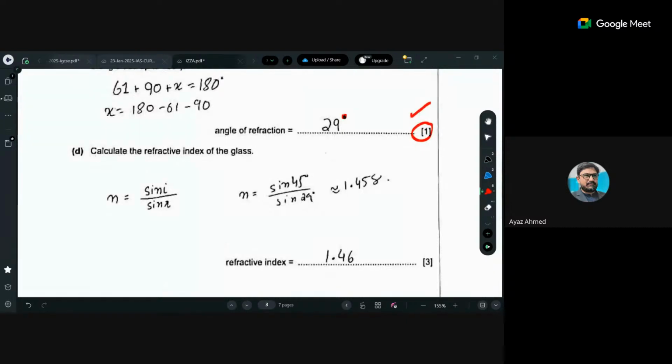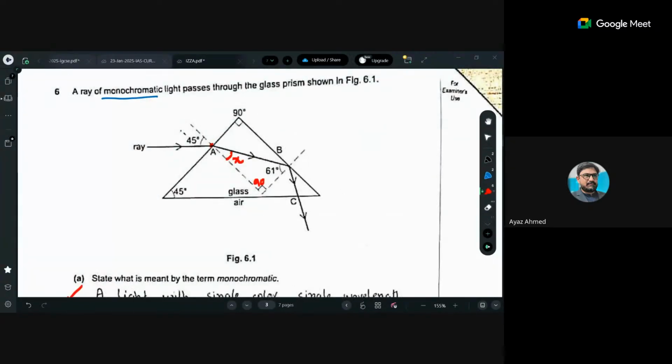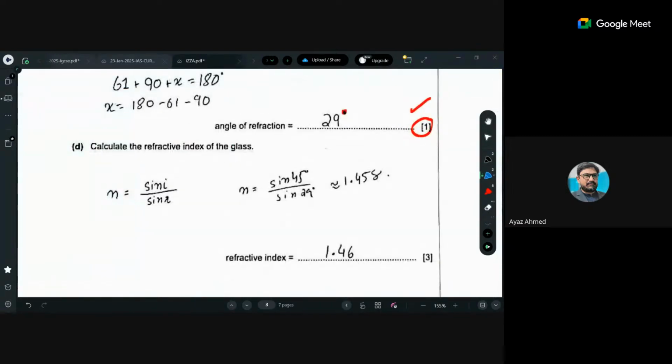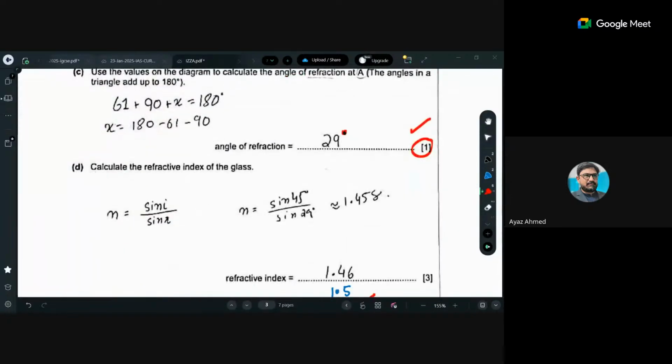Then calculate the refractive index of the glass. For the refractive index of the glass, she used n is equal to sine i by sine r, where n is equal to sine 45 divided by sine 29. Yes, this angle was 29. So that angle is the angle of refraction. So sine 45 divided by sine 29 will give you 1.46. So here you have to make it 1.5. Is this clear to all? So 2 to 3 significant figures are more than enough. So I hope that this all would be fine for every one of you.